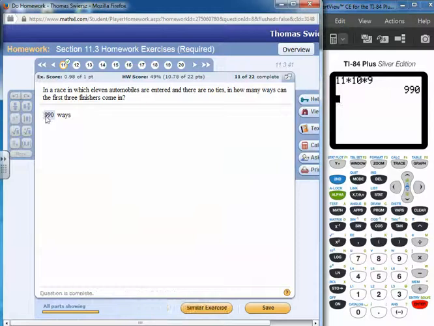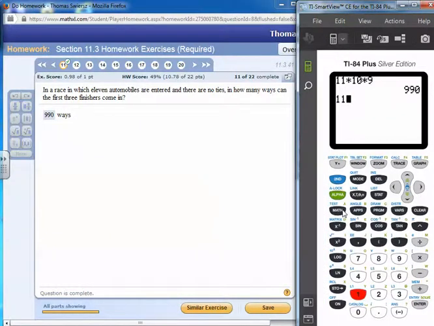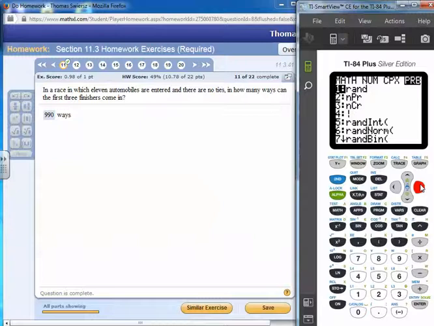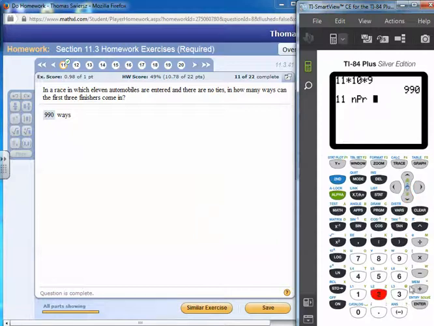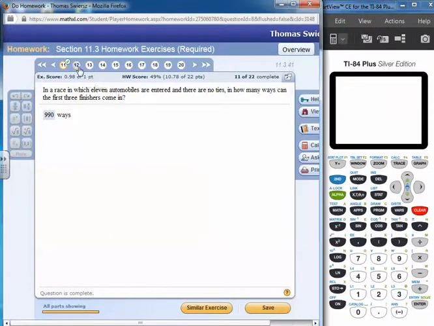Now, on the calculator, the permutation formula is built in. You put in the total number, 11, then go to the math key, over to probability, and nPr is number 2. Order matters, it's a permutation, so number 2. Then we're selecting the top 3, so we select 3 out of 11, and there's our correct answer, 990. So the formula is built into the calculator, and you don't have to work it out with pencil and paper.